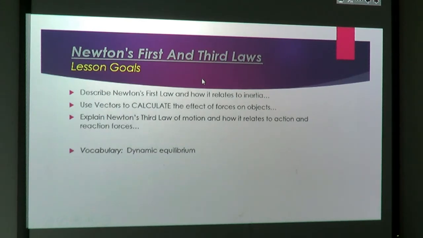Vocabulary for this class. Dynamic equilibrium. If you can write that in the corner of your notebook, you can research that. Inertia, Newton's first law, Newton's third law, and static equilibrium. I'm not going to clarify dynamic equilibrium and static equilibrium because I remember that in one of the presentations before this one, I believe 2 weeks ago, you got the definitions in your notebook. What's dynamic equilibrium and what does static equilibrium mean?